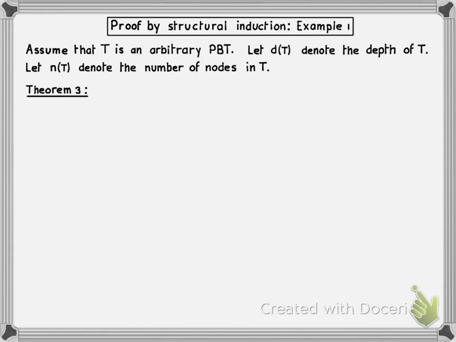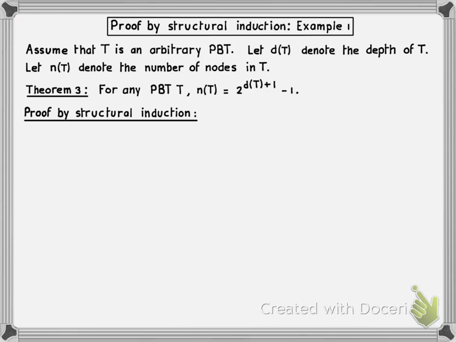And the property that we are going to prove is the following. For any perfect binary tree T, the total number of nodes in T is equal to this expression here, which is 2 to the power depth of T plus 1 minus 1. Now, since the set of perfect binary trees is defined inductively, we're going to write a proof by structural induction.